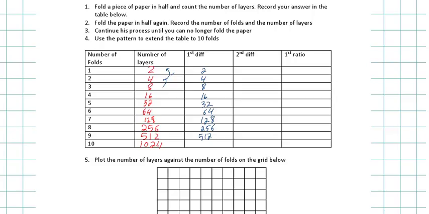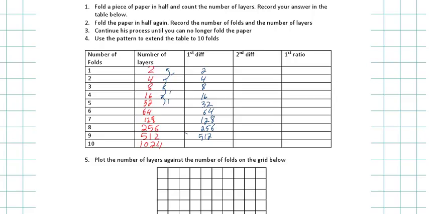So what I did here, I did the first difference. I subtracted y2 minus y1, y2 minus y1, y2 minus y1 to get this. Is it linear? No, because my first difference is not constant. So the numbers for the first difference are not the same. They're not the same number.